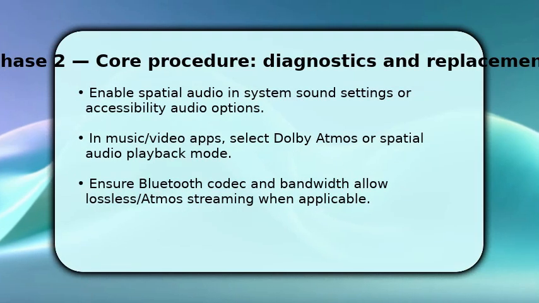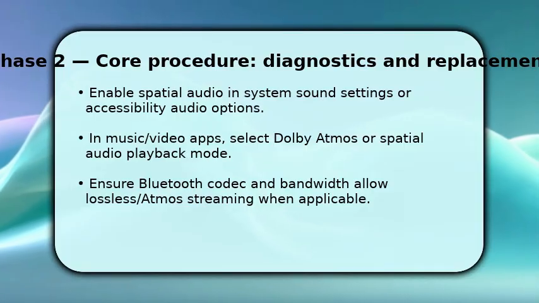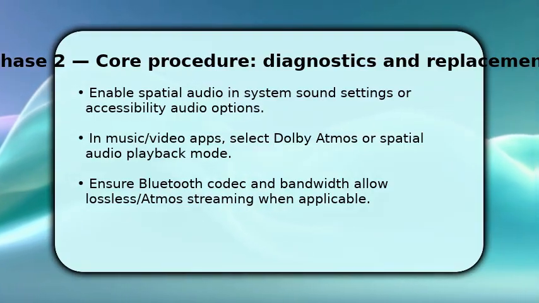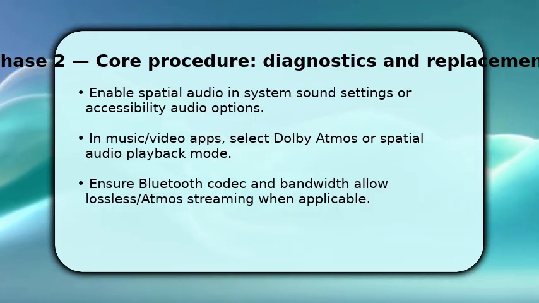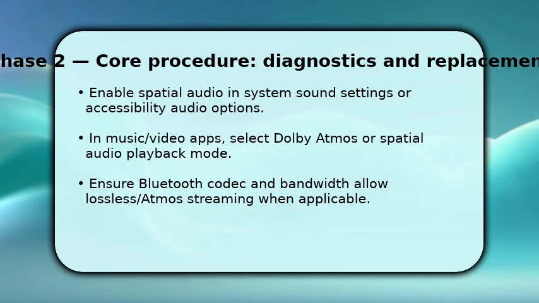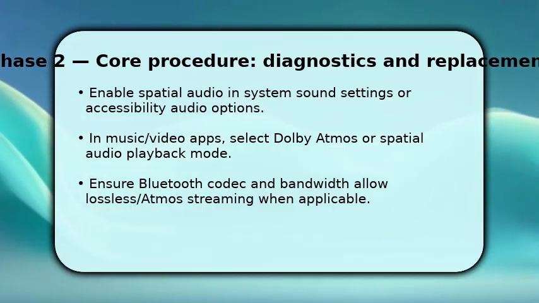Now you enable the spatial layer. Open System Audio Settings and turn on Spatial Audio or Dolby Atmos. In your music or video app, switch playback mode to Dolby Atmos or Spatial Audio because apps often override system defaults. Make that change explicitly. If you use Bluetooth, confirm the codec supports the required bandwidth or use a wired connection. Otherwise, the effect will be downmixed.